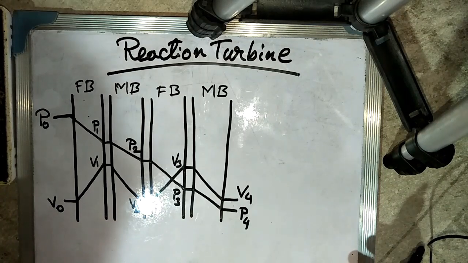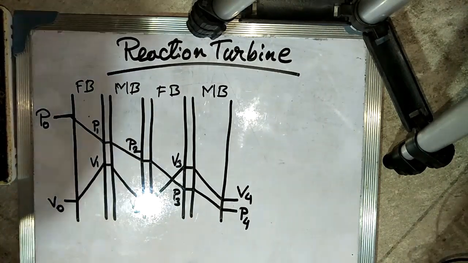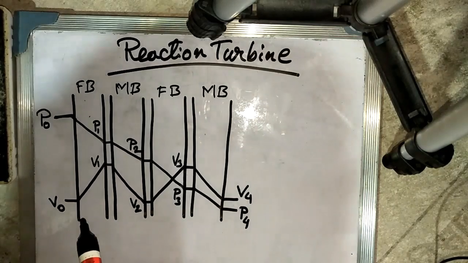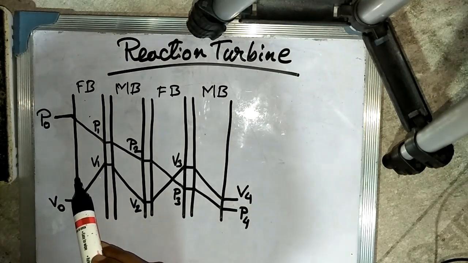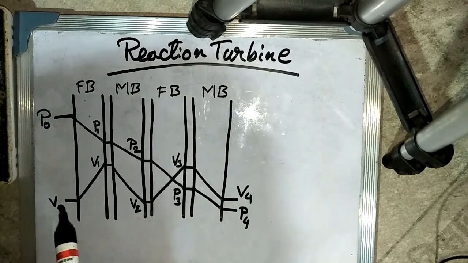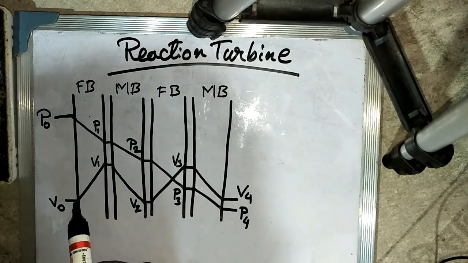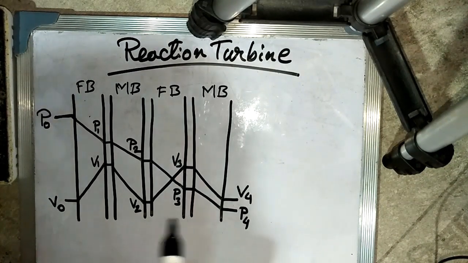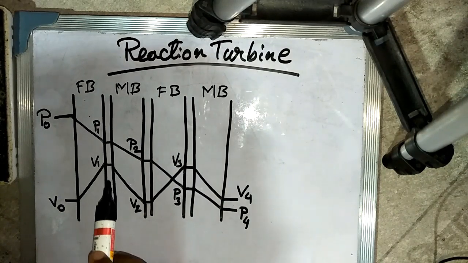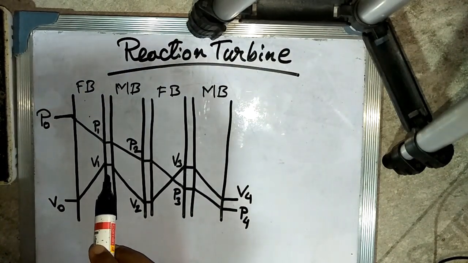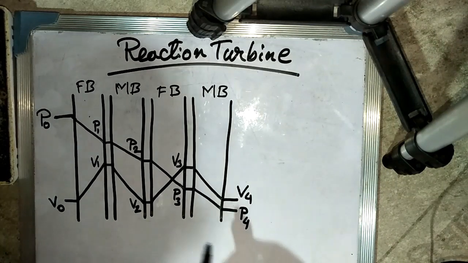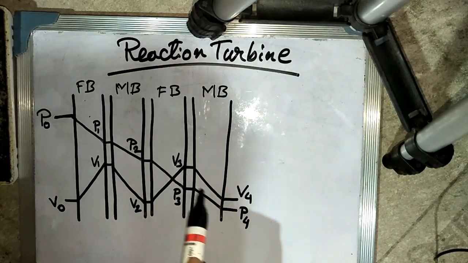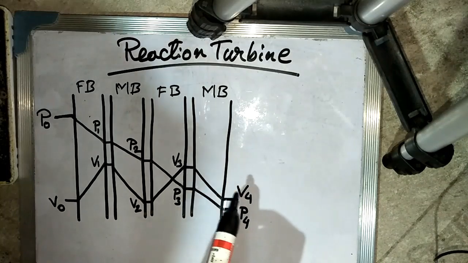As you can see in the velocity variations, the fixed blade acts as a nozzle. So in this fixed blade the velocity is increased as shown in this figure. Then in the moving blade, when the steam flows through it, the velocity decreases, then again in the fixed blade it increases, and in the moving blade it again decreases.